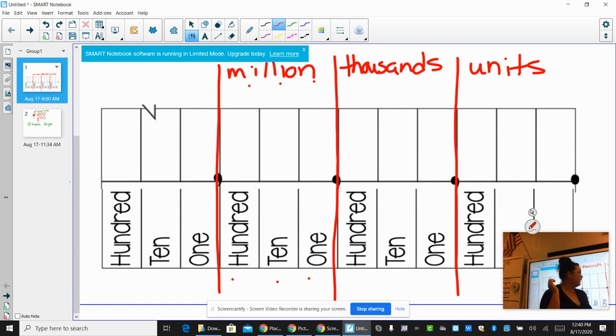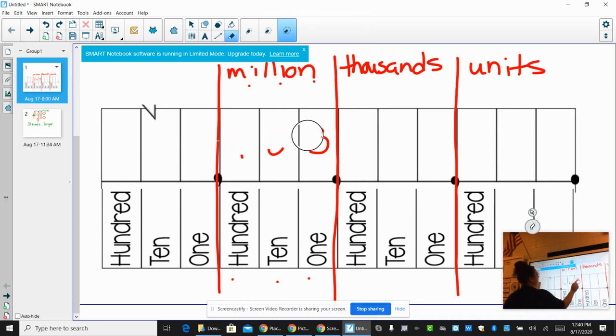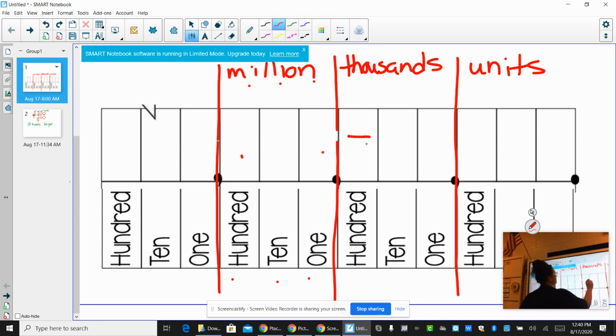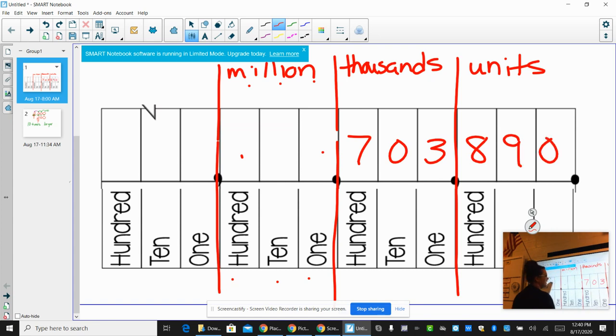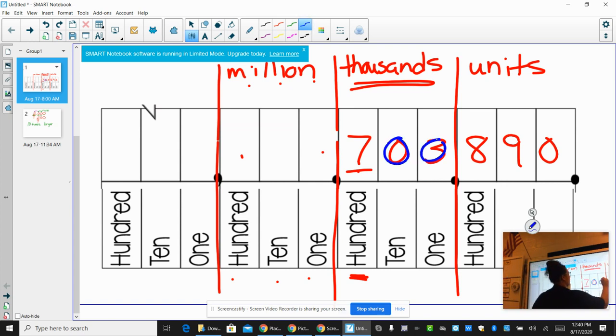On number 2, you have the number 703,890. And it asks you to tell me the value of that digit. So we know that the 7 is underlined. So that 7 is worth 700 thousands. So I'm going to go ahead and turn these values behind that place value all into zeros to represent that that 7 is not just worth 7, it's worth 700,000.